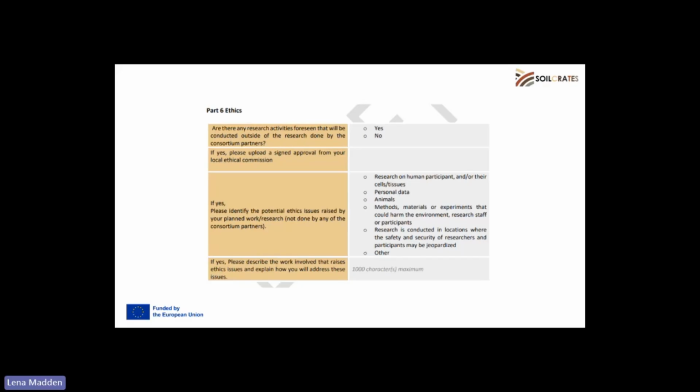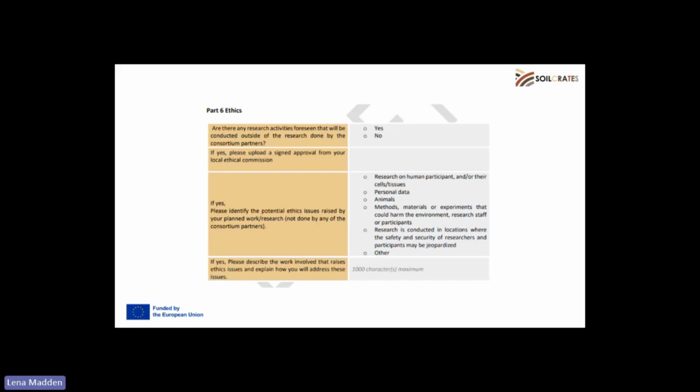Then ethics. Are there any other research activities that will be conducted outside of research done by the consortium partners? I'd say the answer is no. We just focus on what we do. And please identify potential ethical issues raised by your planned work. So just look at each of them, it's a multi-choice question, and take any of them. I don't envisage anyone taking any of them at all. So I'd say no. Okay.